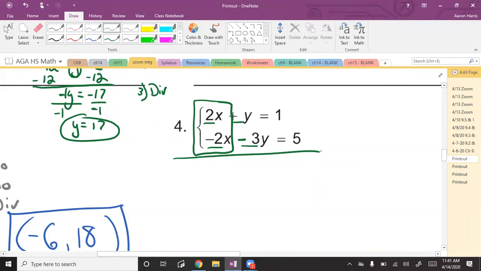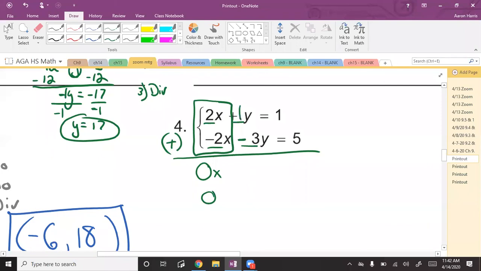So since these are additive inverses, I'm going to add. So here we go. 2 plus a -2 is what? Isn't that -4? No. 2 plus -2 is just saying 2 minus 2. So what's 2 minus 2? 0. So I have 0x. And 0 times x is just what? 0. So there's nothing there, correct?